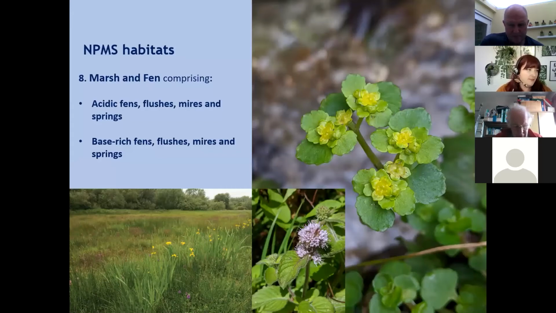So we've got acidic fens, flushes, mires and springs, and then base-rich fens, flushes, mires and springs. As you can imagine, whether it's acidic or base-rich is going to affect the floristic community that's present. So again, the species that are there should give you an indication as to which one you've got. Again, we've got training this year on these specific habitats with Ben Averis delivering them, so they should be excellent.